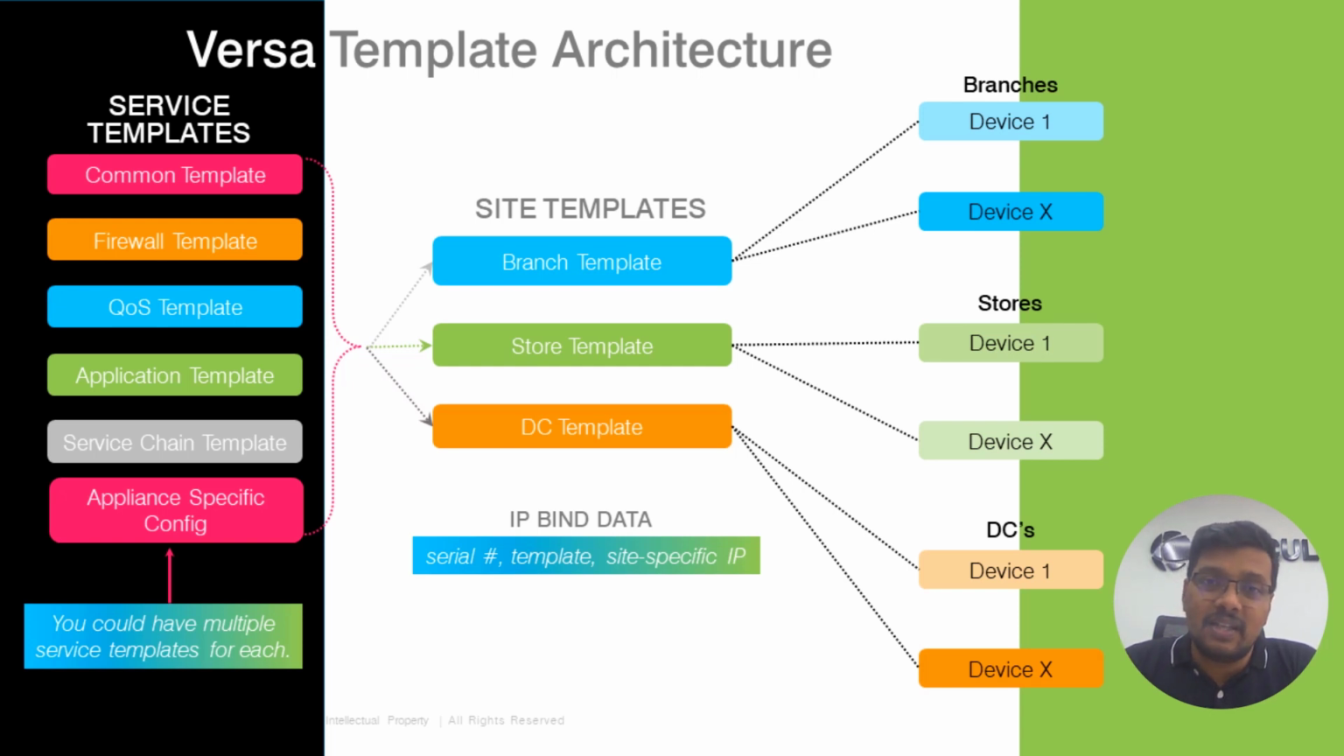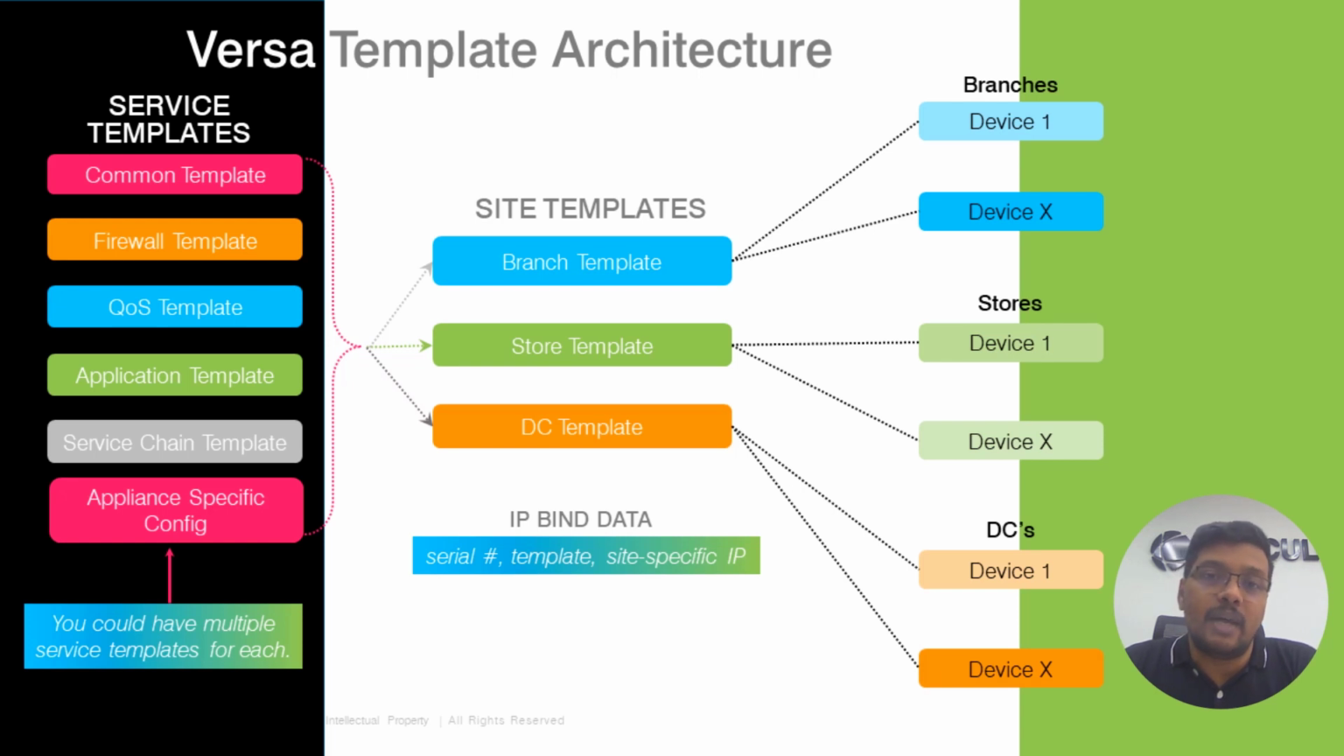Just in case there are 20 branches where 10 branches are of one design and the other 10 are of another design, we can create 2 separate templates. For example, branch template type 1 and branch template type 2. These templates in Versa are called device templates.